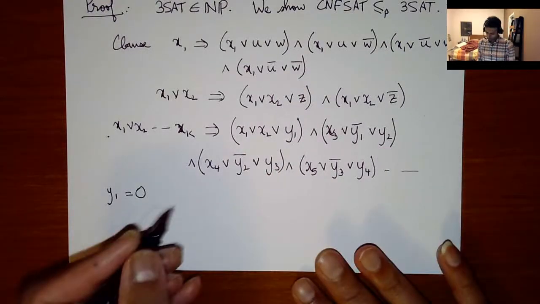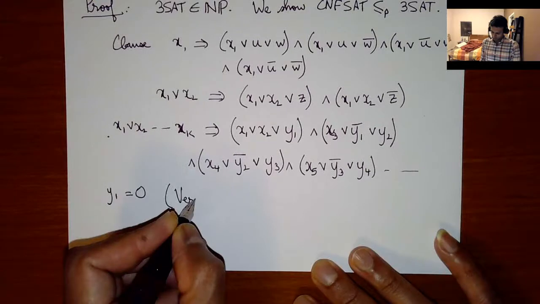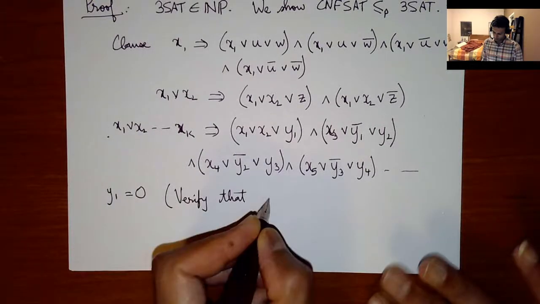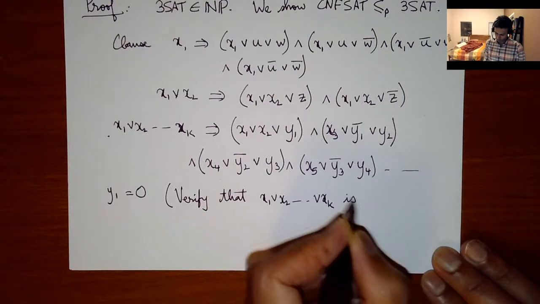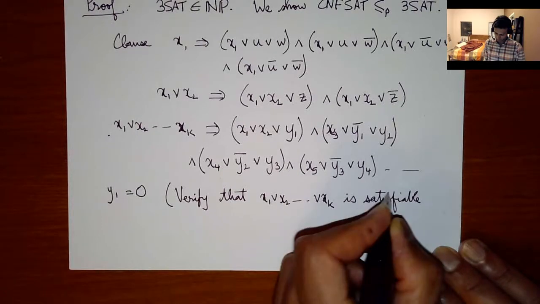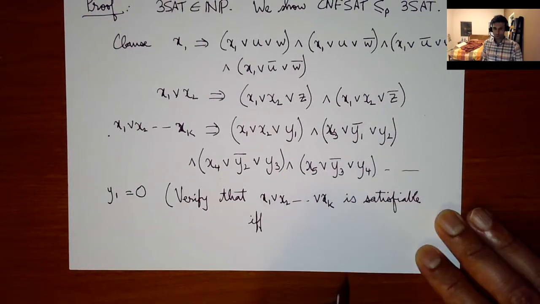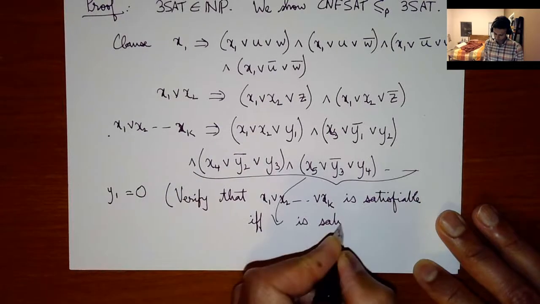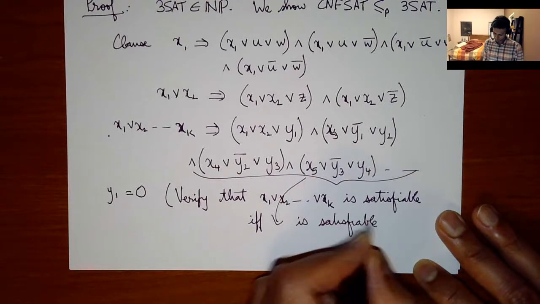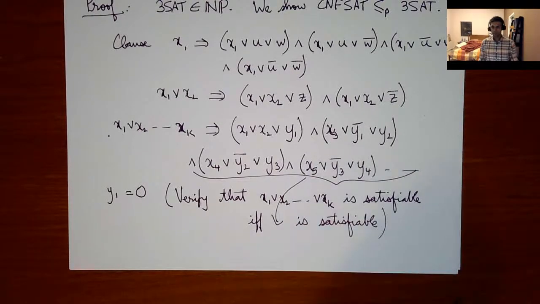So verify that x1 or x2 up to xk is satisfiable if and only if whatever I wrote here is satisfiable. Okay, that's an exercise.